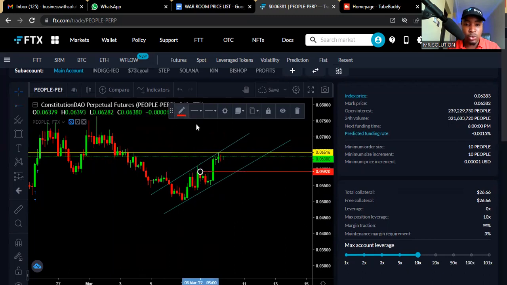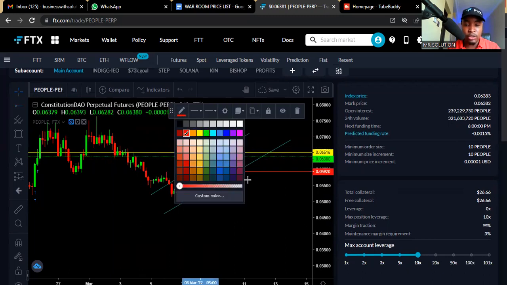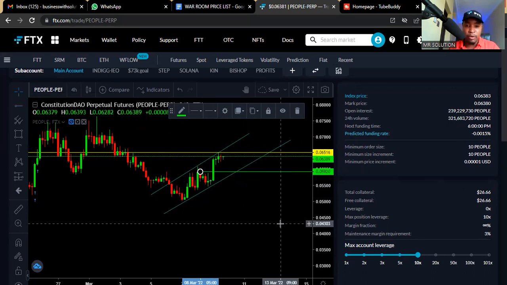Let me change it to green. So I'm looking at taking my profit at what price? TP, I'm looking at taking my profit at 0.05920. And of course, there should be my stop loss.